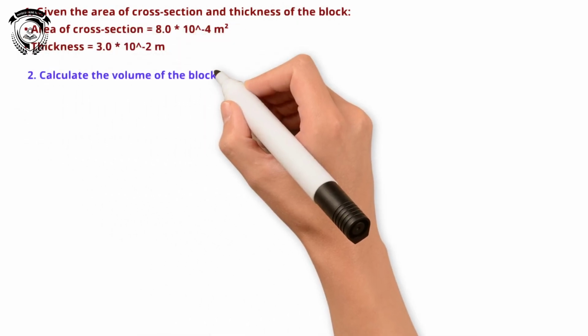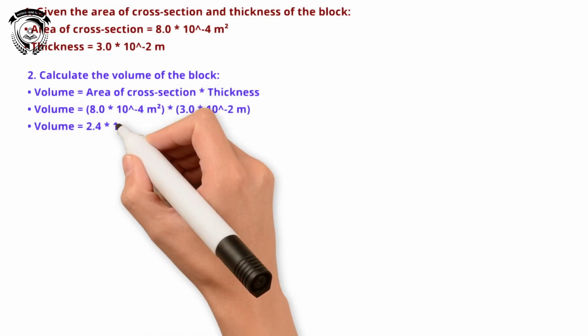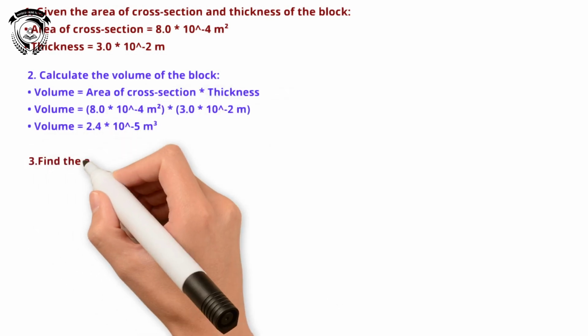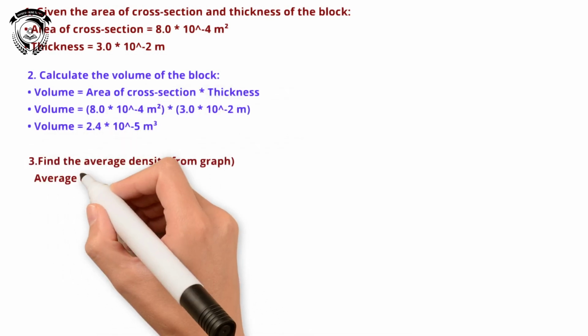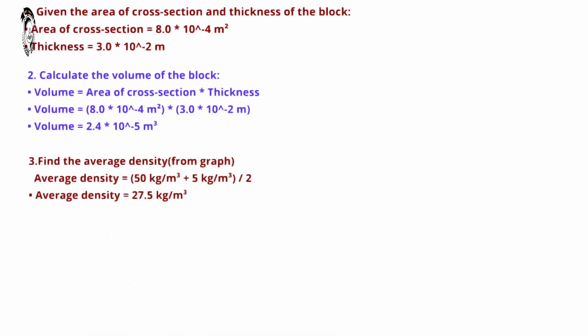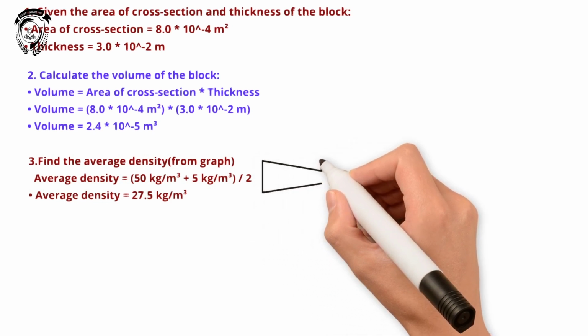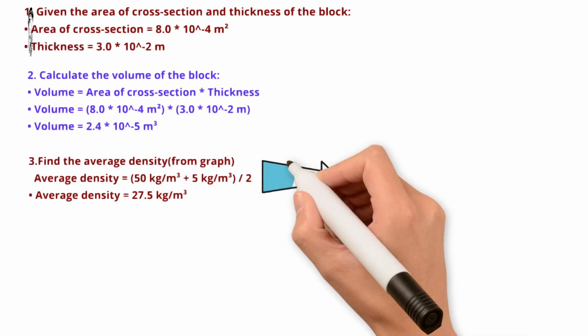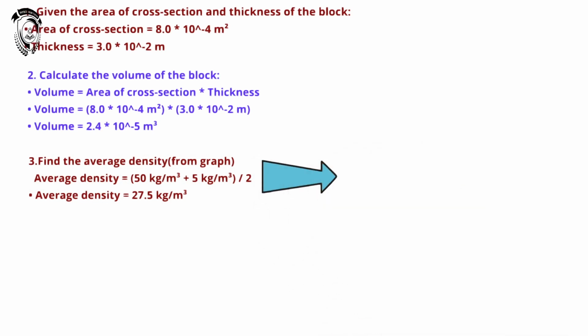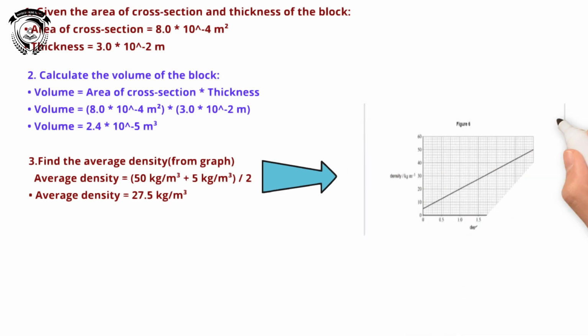What are we given? We are given the area of cross section and the thickness of the block. Area of cross section is 8 times 10 raised to power minus 4 meters squared and thickness is 3 times 10 raised to power minus 2 meters. First of all, let's calculate the volume of the block. Volume is area of cross section times thickness, which makes the volume 2.4 times 10 raised to power minus 5 meters cubed.